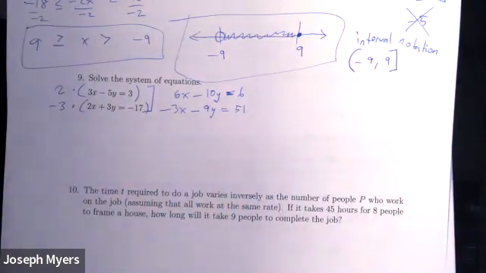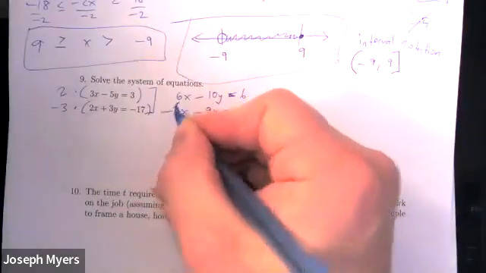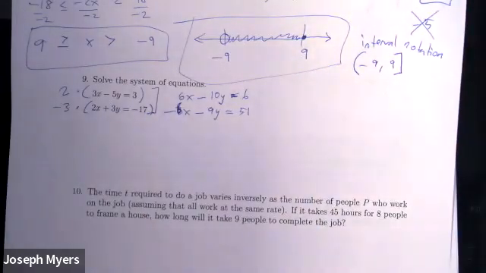Perfect. Now what I'm going to do now, oops, I made a mistake. I forgot to multiply the first one together. So negative 3 times 2 is actually negative 6x, right? It's my fault.